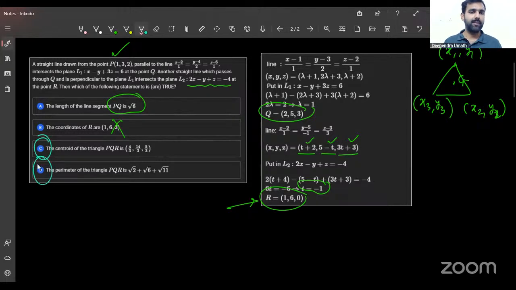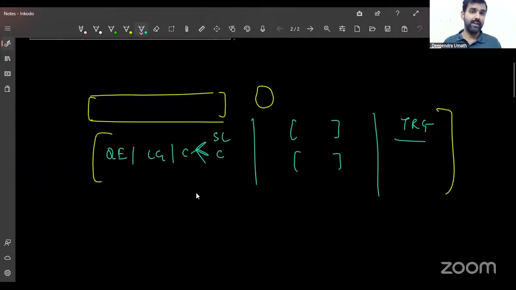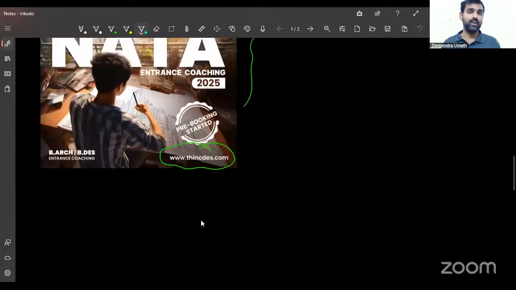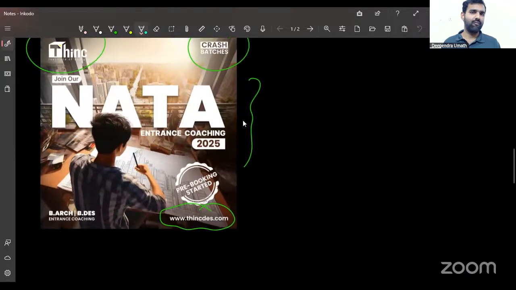And finally, the perimeter. For finding the perimeter, you need to find PQ, QR, and PR. Once you've found the distances, add them up. You can find the perimeter as well. So the question is very simple. All you need to find out is the points P, Q, and R. And once you've found the points P, Q, and R, you can find the distances and figure out everything.